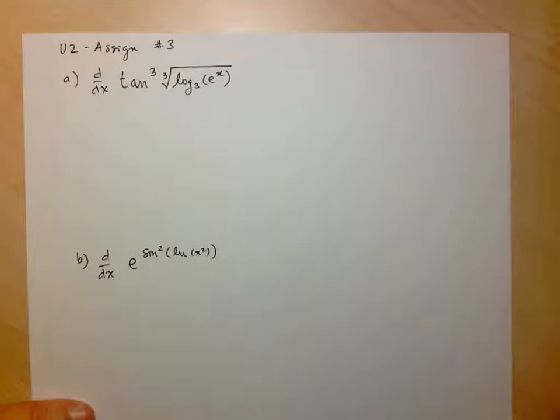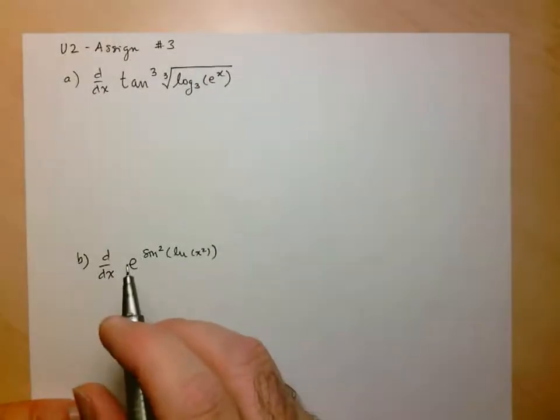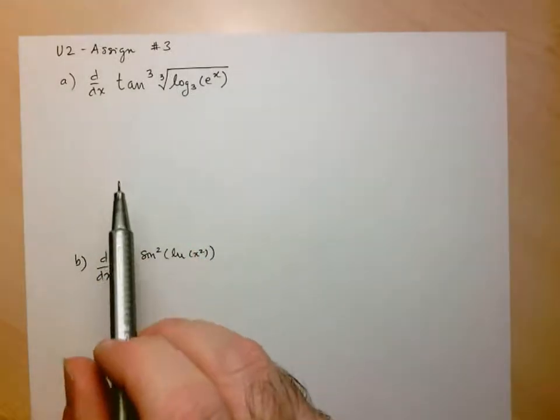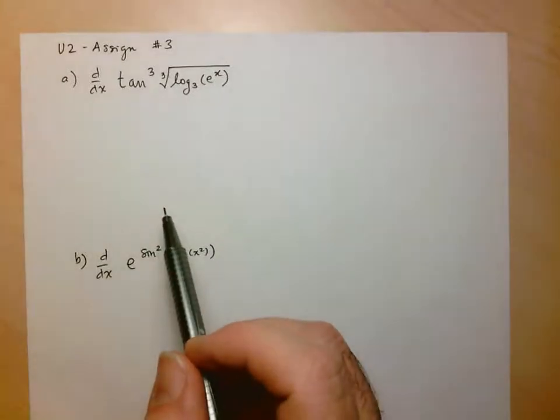Hi folks, this is number 3 from the Unit 2 assignment extra questions. Okay, so here we've got a couple of crazy chain rule questions, but what I really want to put across here is that while these look very ugly, if you take them in small steps, they're actually not that bad.